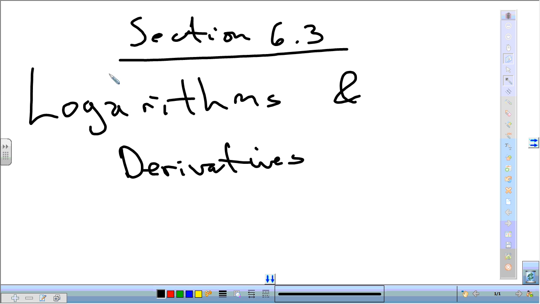Here we are in Chapter 6, looking at Section 3, bringing up logarithms, and then we're working with derivatives, so eventually derivatives of logarithms. Now, what are logarithms? Where did they come from? Well, it starts with looking at exponent rules.